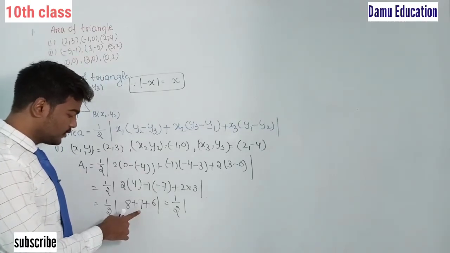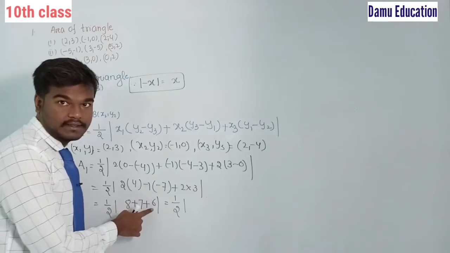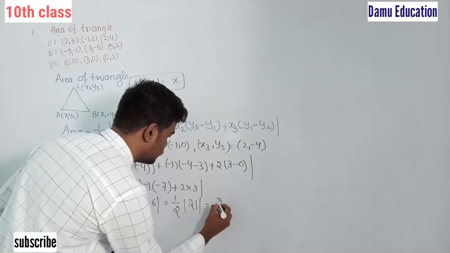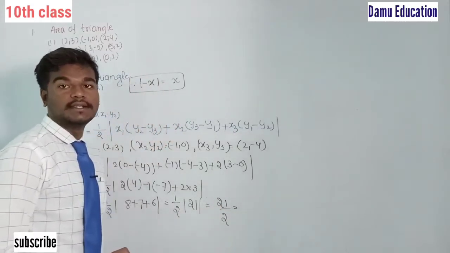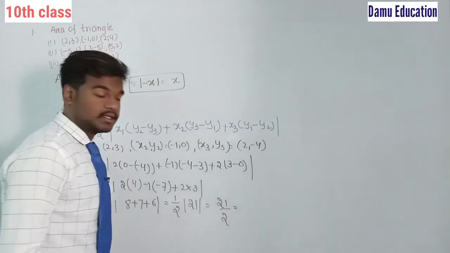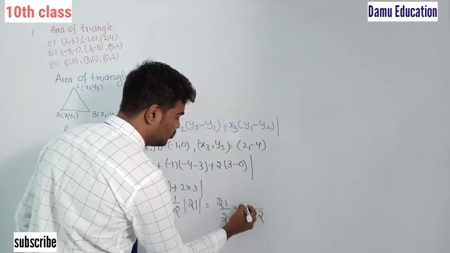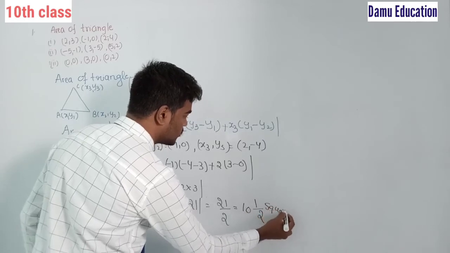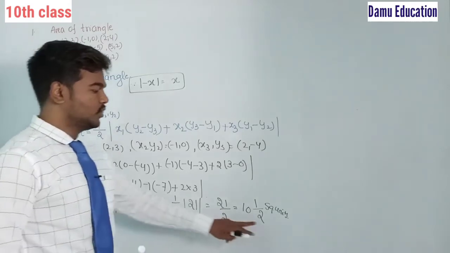15. So 8 plus 7 is 15, 15 plus 6, 21. So we will get 21 by 2. You can write 21 by 2 as a mixed fraction, or simply you can write it like this only, square units. So 21 by 2. Here write 2 as it is. How many times? 2 tens are 20. Again 1 will be, square units. So that is the area of the first one.